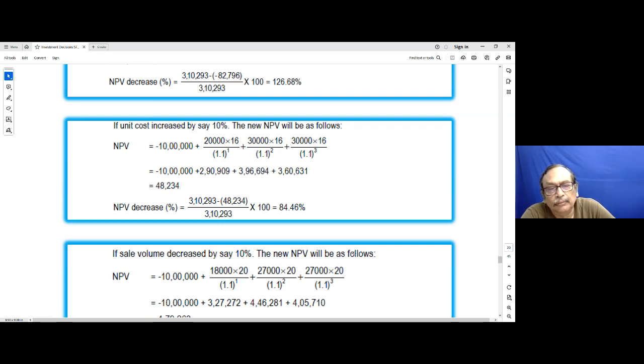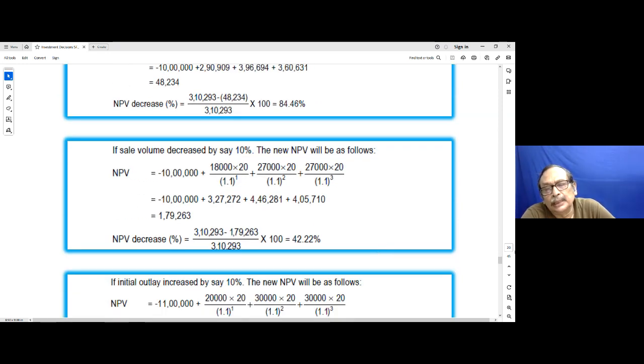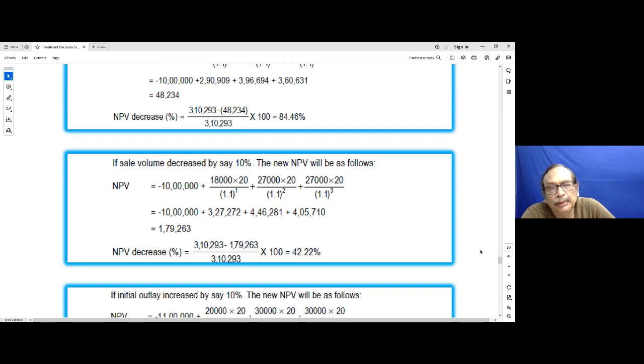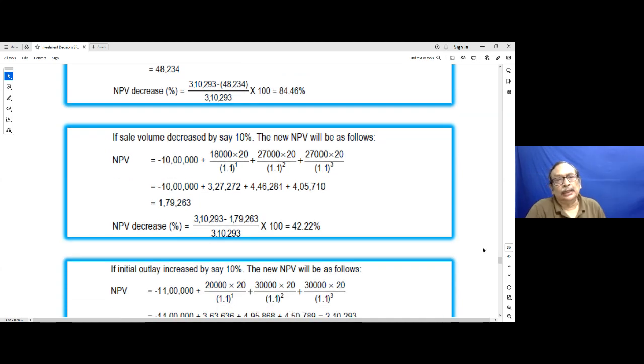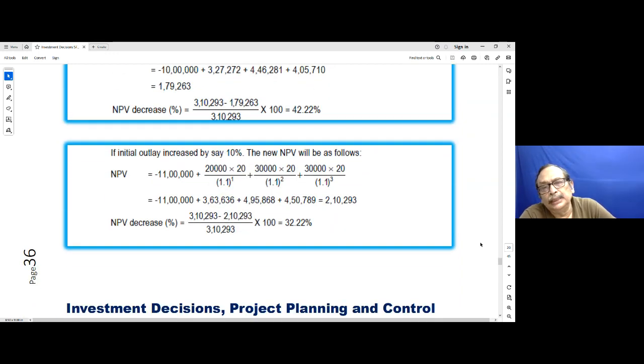If sales volume decreases by 10%, then NPV will be 1,79,263. That is, NPV decrease percentage is 42.22%. If initial outlay increases by say 10%, the NPV will be as follows. That is, NPV decrease 32.22%. Same calculations with different figures we are doing.